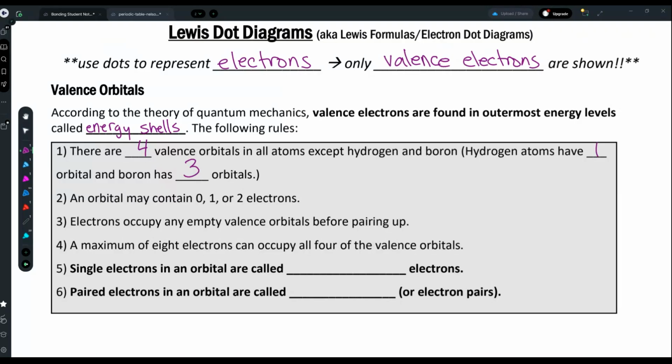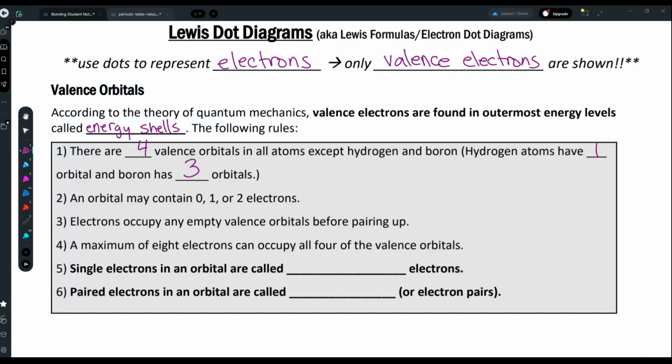So an orbital may contain either no electrons, 1 electron, or 2 electrons. Electrons are going to occupy any empty valence orbitals before they pair up. This is going to make a bit more sense once we get to actually drawing these Lewis dot diagrams, or if you want to call them electron dot diagrams, that's fine too. A maximum of 8 electrons can occupy all 4 of the valence orbitals, assuming that you're talking about an element that does have 4 valence orbitals. Again, the exception is hydrogen and boron.